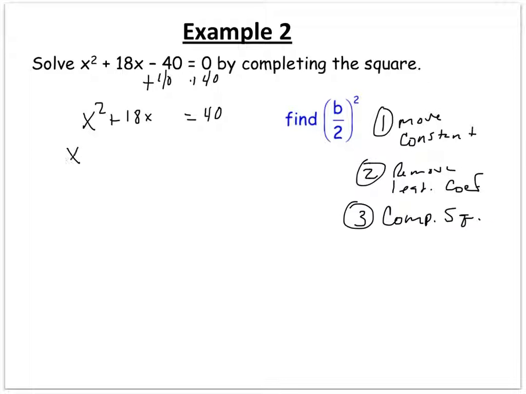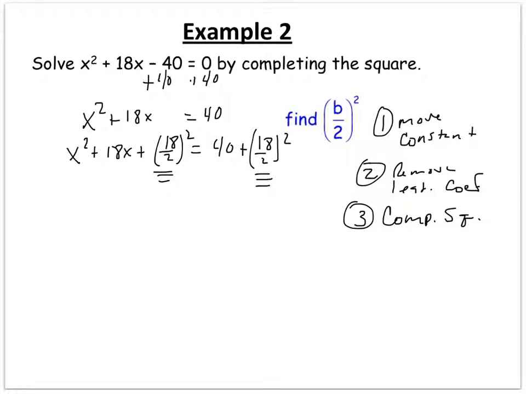So the first thing that I'm going to do is I'm going to take 18x, 18 and divide it by 2 and square it. And we're going to take 40 and add that to both sides. We have to have balance, so what we add to one side, we have to add to the other. And now we know that 18 divided by 2 is the same as 9. So I'm going to put that 9 there.